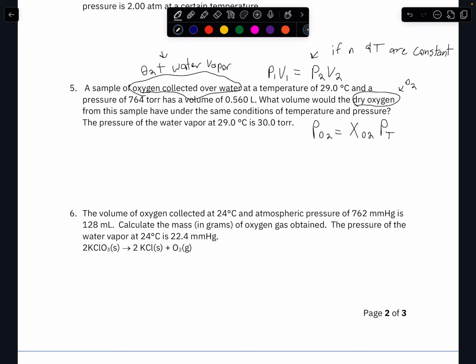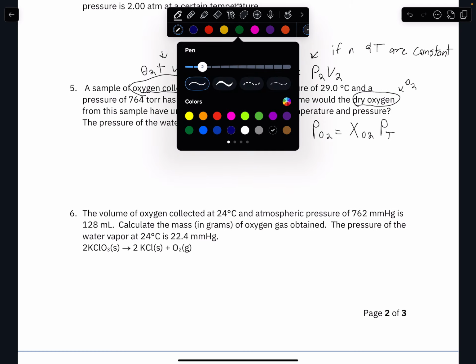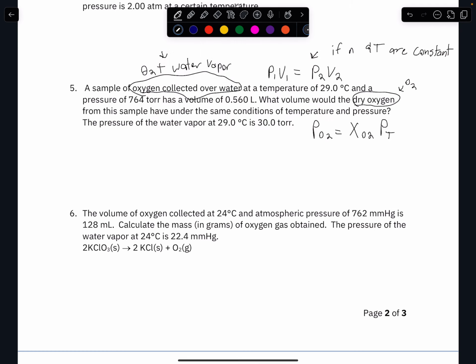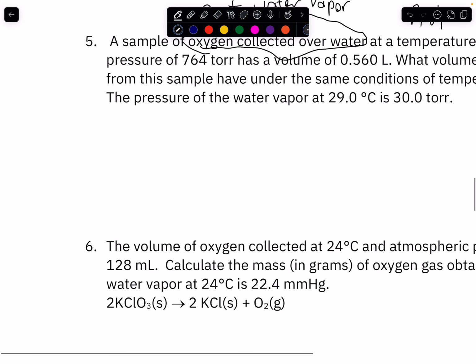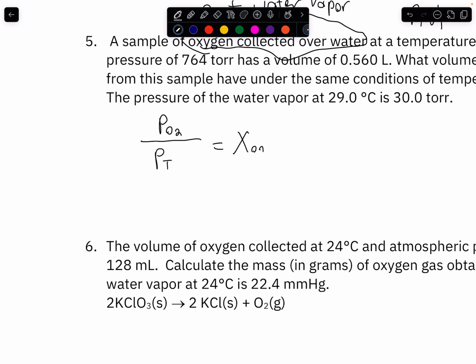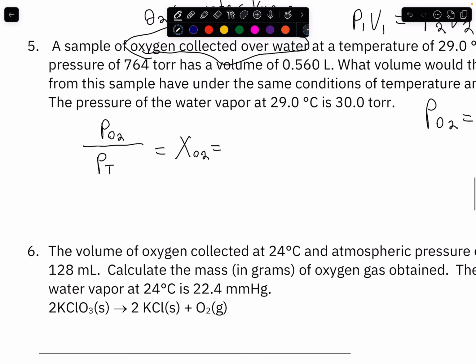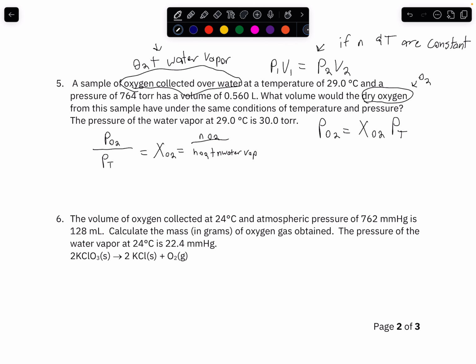So what I'm going to say is technically our molar fraction is going to be equal to our partial pressure, which is our PO2, over our total pressure equals our molar fraction, which our molar fraction of O2 is just equal to the moles N of O2 over the N of O2 plus the N of our water vapor. I hope we kind of understand this.